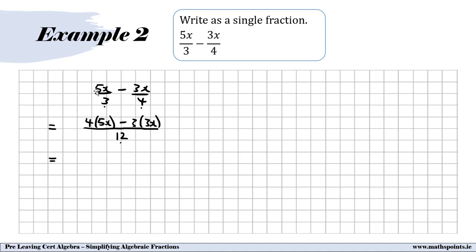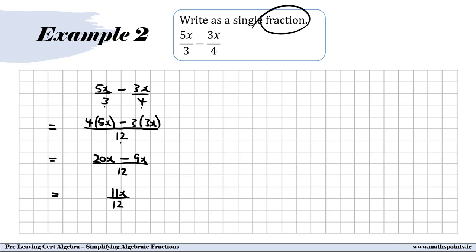Equals. On the next line I'm going to simplify the numerator, so I'm going to multiply out the top terms. So I have 4 by 5x is 20x, minus 3 by 3x is 9x, and this is still all over 12. And finally I can subtract 9x from 20x, and I get 11x all over 12. And remember, your answer in itself is a fraction.